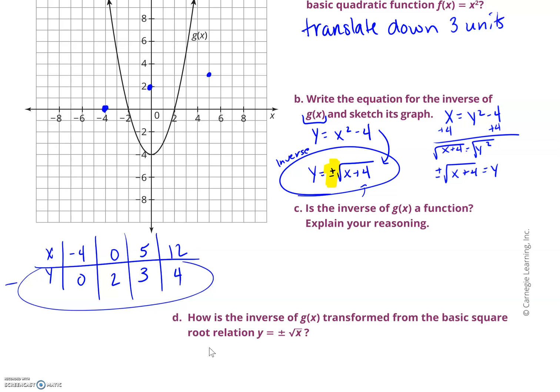So we have -4, 0. Now 0 is neither positive nor negative, so it'd be the exact same point. And then we have 0, -2, 5, -3, and then 12, -4 would be off the graph. So that's kind of bad.